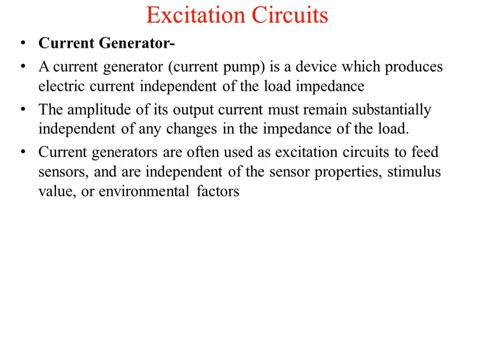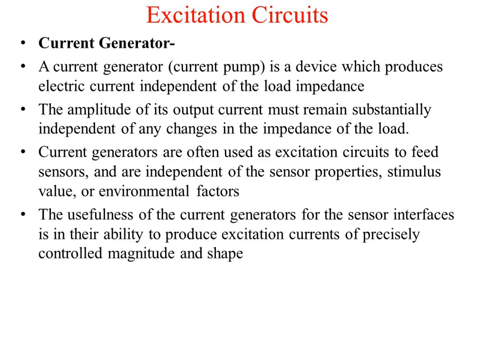Current generators are often used as excitation circuits to feed the sensors and are independent of the sensor properties. Whatever the sensor property is, your current generator should be independent of that. It should be independent of your stimulus value and of your temperature. That means if the temperature or the environment is changing, it should not hamper your output current. Irrespective of sensor properties and stimulus, your output should remain constant. This is the expectation from the current generator.